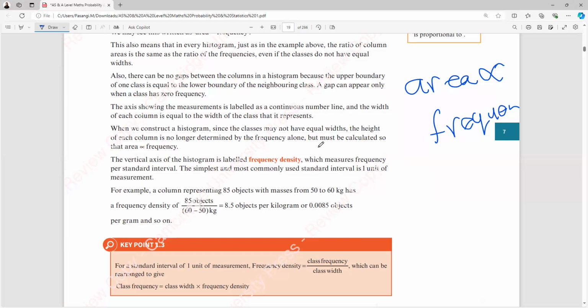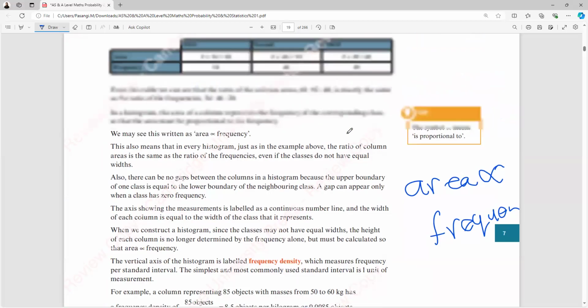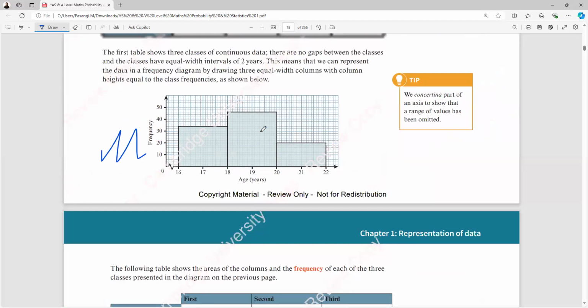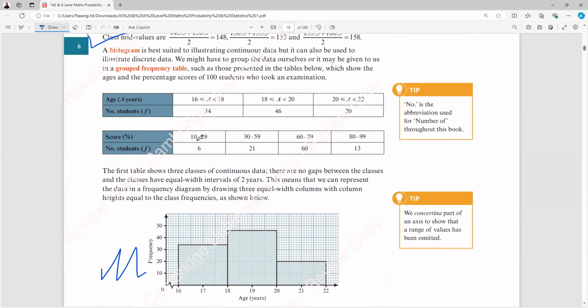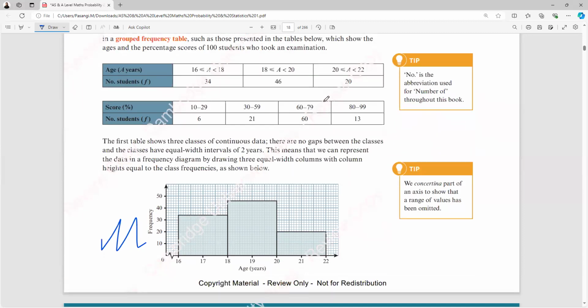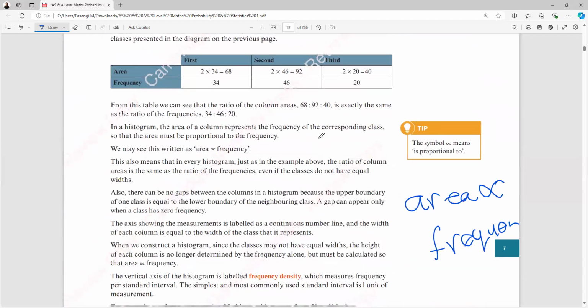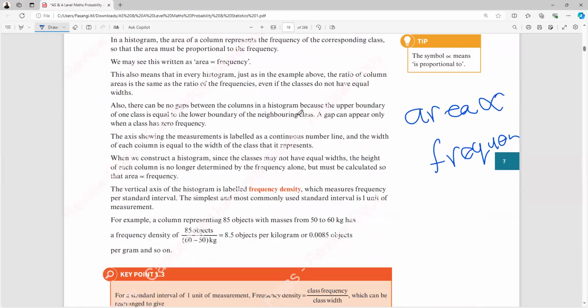histogram, since the classes may not have equal widths, then what will happen? Here we have 10 to 29, 30 to 59, 60 to 79. Likewise, if there are no equal widths, then what we have to do, the width of the column is equal to the width of the class that it represents.